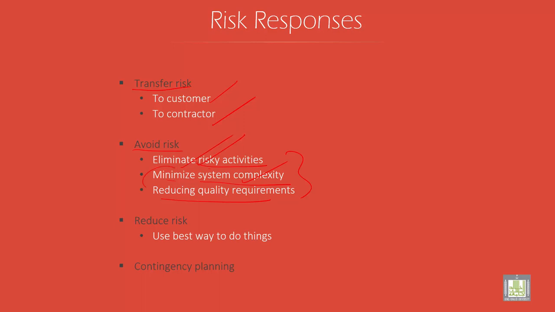Also, minimize the system complexity. Don't make the system so complex that at one point you are not able to control it, which leads to risk. Also reduce the quality requirements, because quality needs perfection. Then to reduce risks, use the best way to do things and have a proper method. Then contingency planning: proper planning should be done before you start the project.